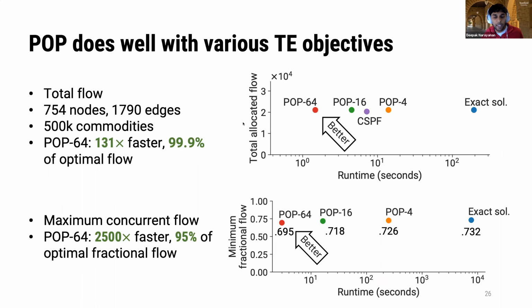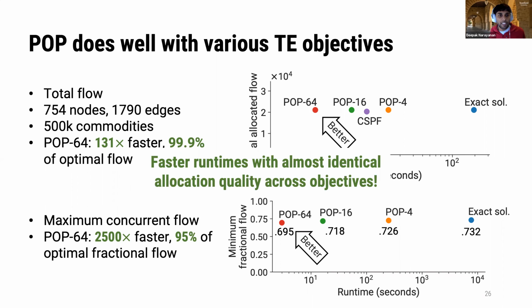We can also apply POP to maximum concurrent flow, which is a fairness objective for traffic engineering. POP can decrease runtimes here from hours to tens of seconds with minimal impact on the total allocation quality. Thus, we see that POP is able to accomplish faster runtimes with almost identical allocation quality across different objectives.